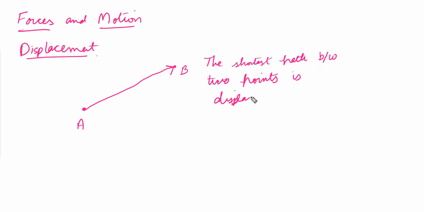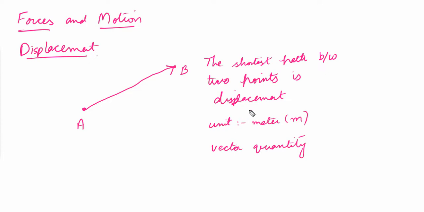The unit of displacement is the same as that of distance. Let me just write the spelling: displacement. So the unit is the same, but the difference between distance and displacement is that distance is a scalar quantity, but displacement, because it possesses a direction, headed towards B from A, is a vector quantity.